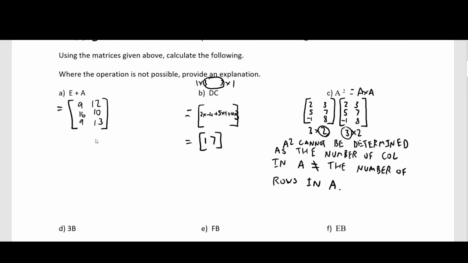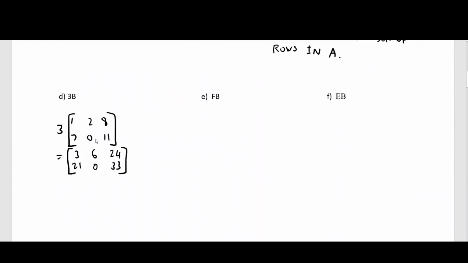F times B. So let's have a look at that. F is a 0 matrix. Square, a 2 by 2 matrix. It's a square matrix because it's 2 by 2. In a square matrix, the number of rows equals the number of columns. So we've got 2 rows and 2 columns. If it was a 3 by 3, it would also be a square matrix, but it's 2 by 2 in this case. And we've got B being this one, 1, 2, 8, 7, 0, 11.